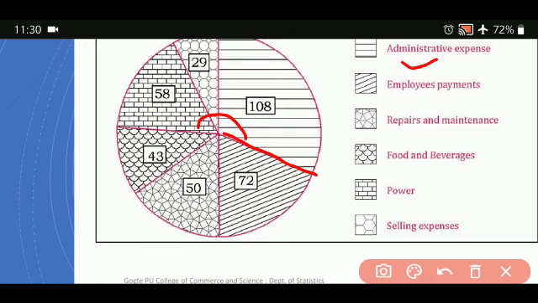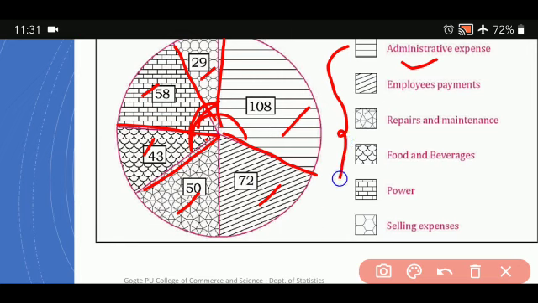Next, employees 72, they have kept it here. You can keep it here, or in the next line, or in any direction you want. Remember, suppose 108 is here, then next you keep the protractor here and find out how much it is going to be. The next line you keep and find the angle, and then draw the different segments. Each segment has a different design, and those designs you represent in the form of an index and tell what they represent.